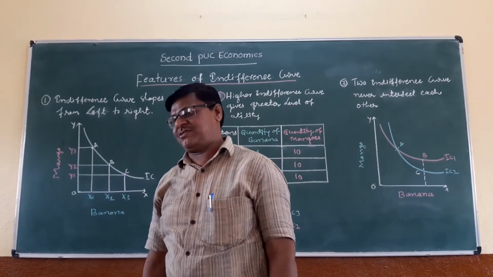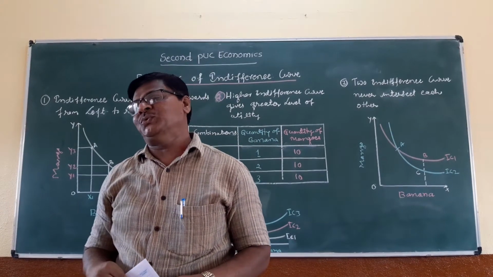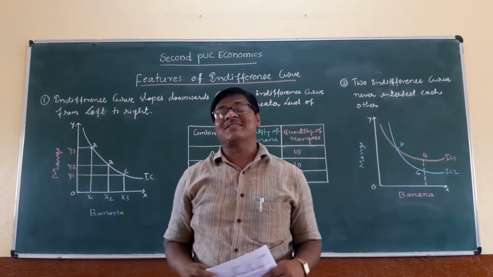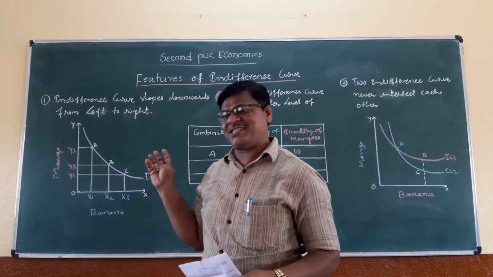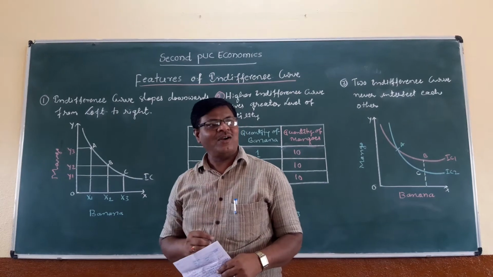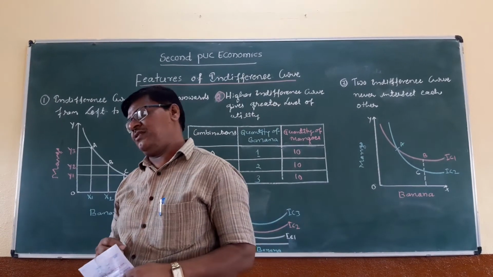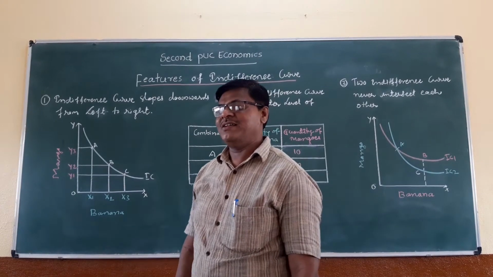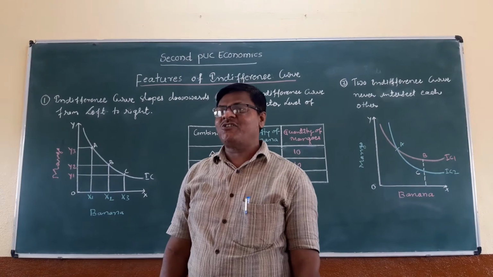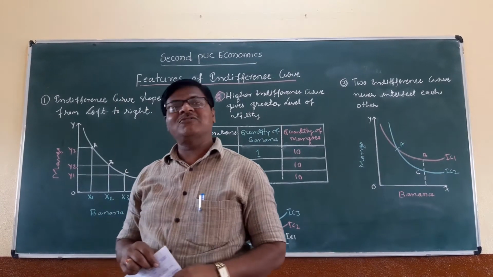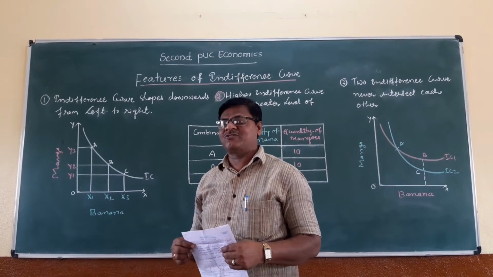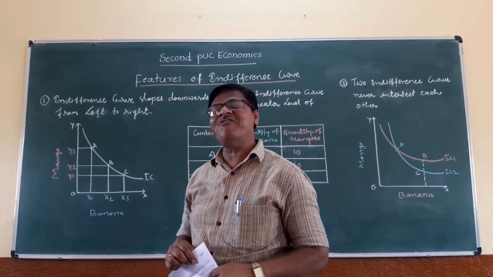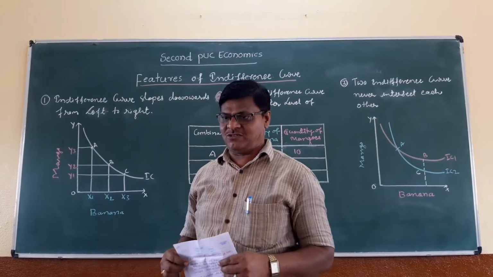First of all, we have to understand what an indifference curve is, how it slopes, and what its features or properties are. The indifference curve is a locus of points showing combinations of two commodities or two goods that give the same level of satisfaction or the same level of utility. It is called an indifference curve.